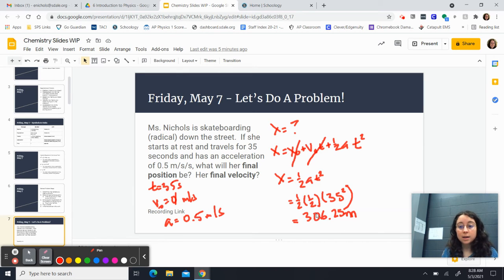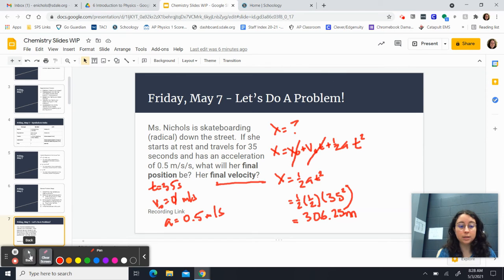Okay, and that's it. That's my final answer. I tend to leave my numbers in the hundredths or thousandths place. It just kind of depends. We're not very particular about significant figures in physics classes. I don't know, it's just one of those things. But that's only half the problem. We still need to do final velocity.